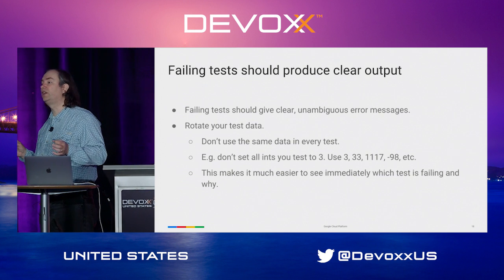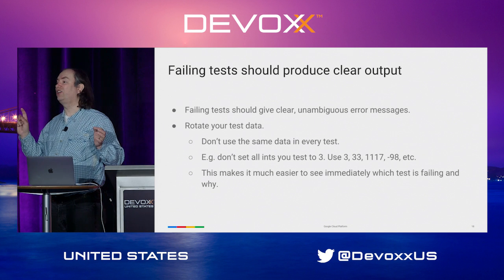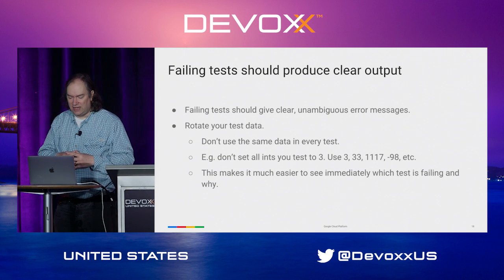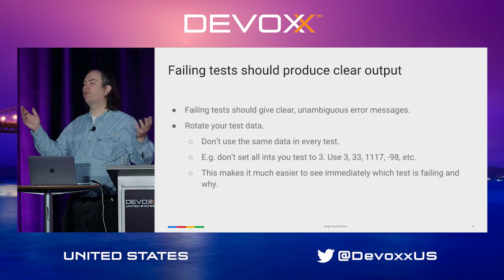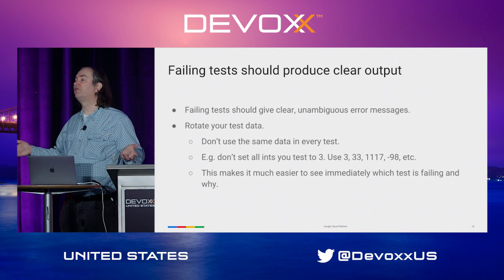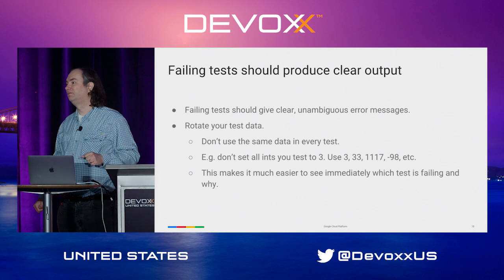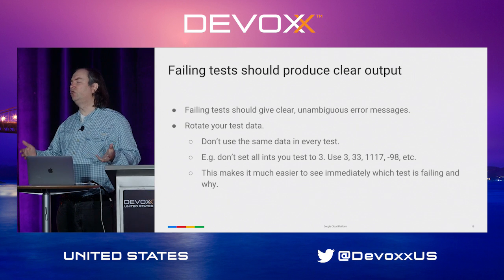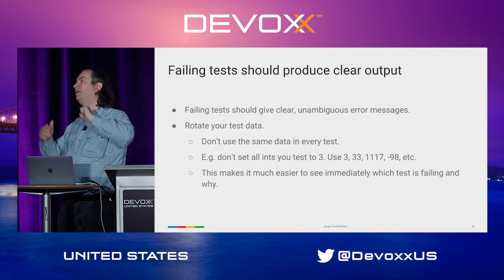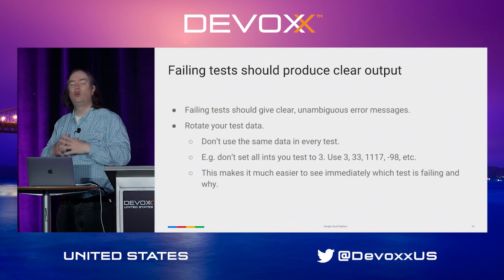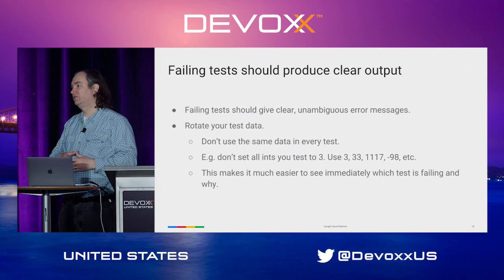Another technique that's really important: rotate your test data. One problem I often see is that every int in a suite of thousands of tests, the expected value is set to 3. And then when you see, oops, this was supposed to be 3, but it's really 17, it's not as immediately obvious where the problem arose.